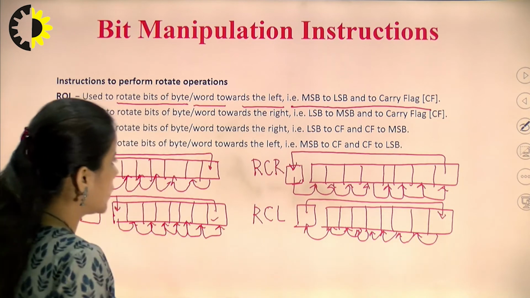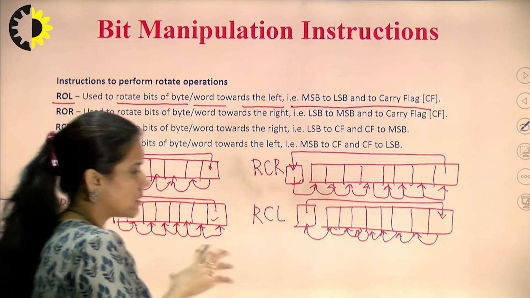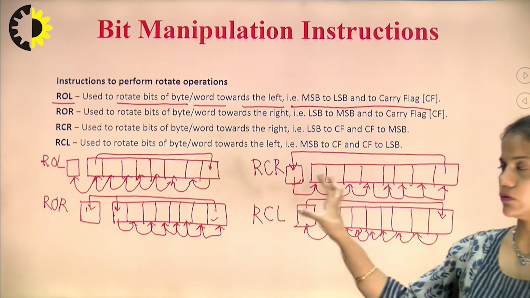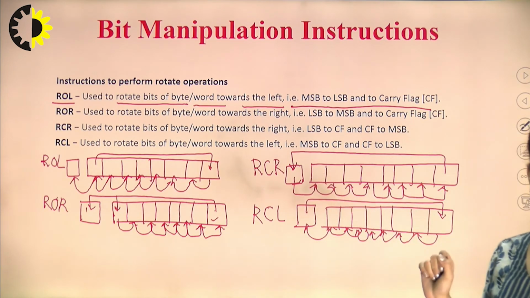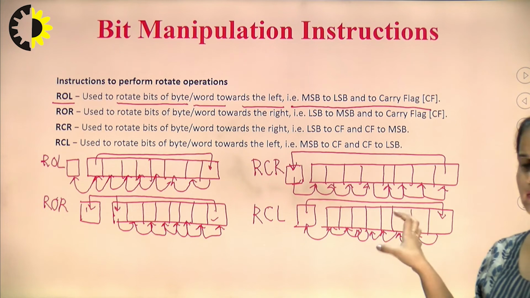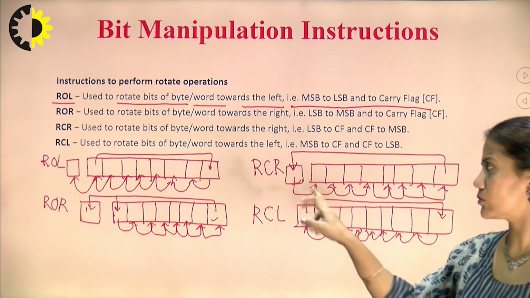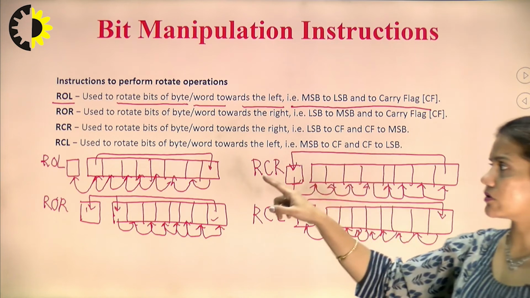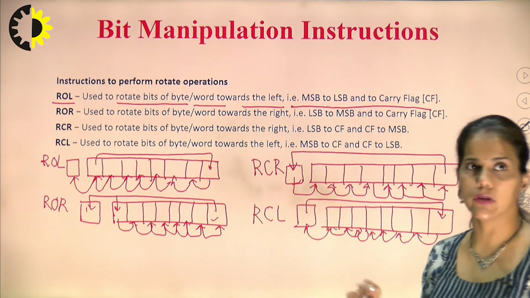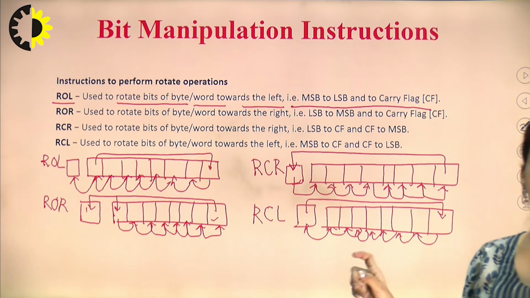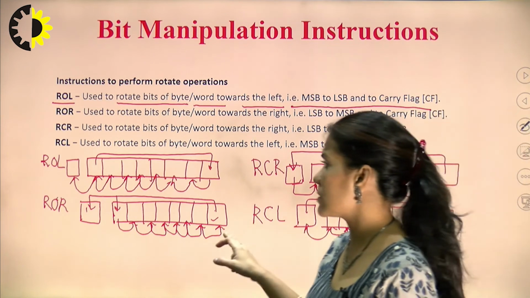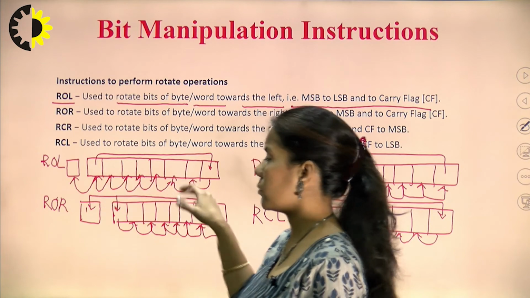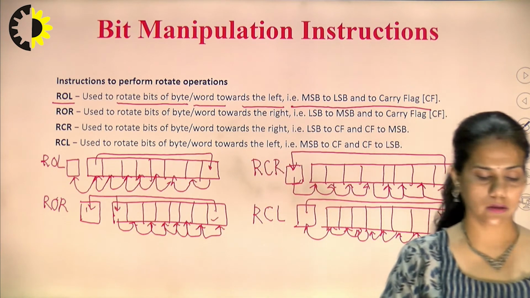So in this way, all the four rotate operations can be seen here. In the case of RCR and RCL, the carry will be rotated, but in the case of ROL and ROR, the carry will not be rotated. Only the LSB in the case of ROR will be shifted to carry, and MSB in the case of ROL will be shifted to carry.